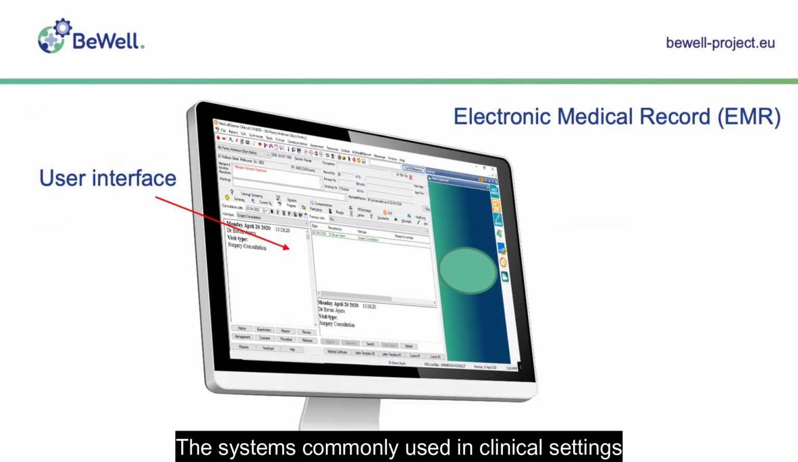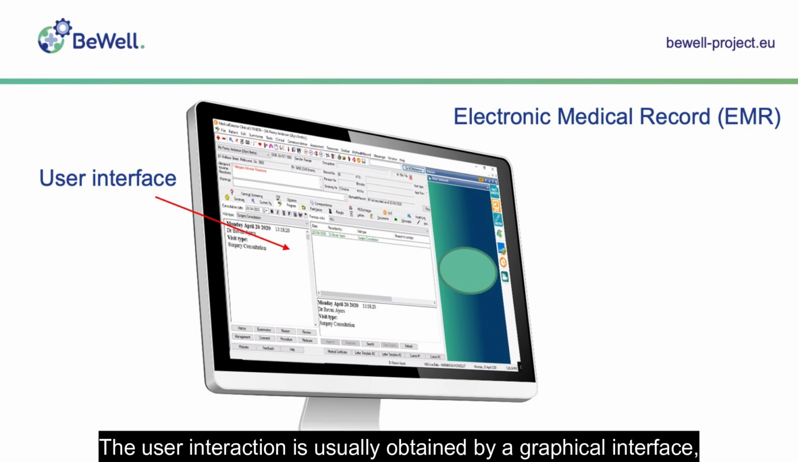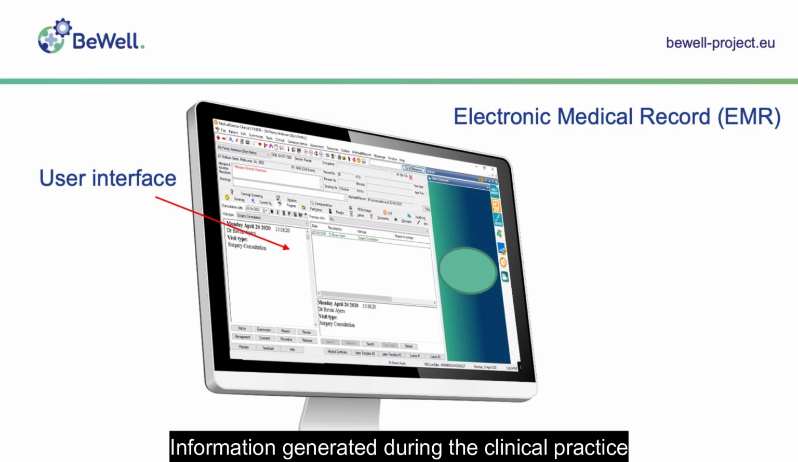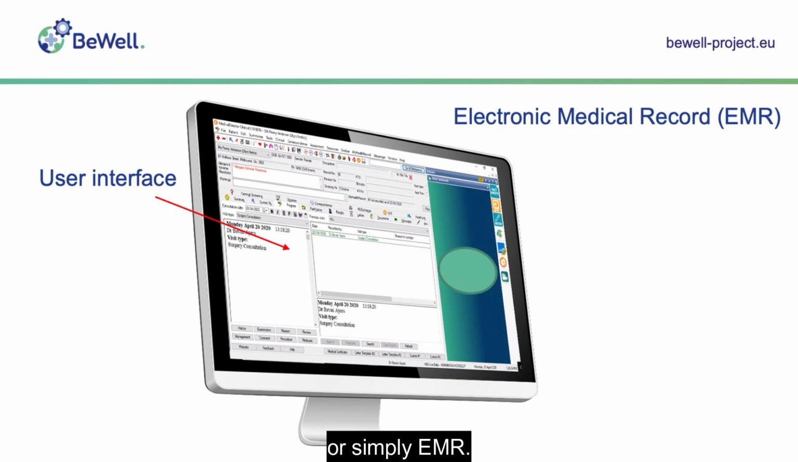The systems commonly used in clinical settings to store patient data are now almost entirely digital. You may already be familiar with some of these software applications for your routine work. The user interaction is usually obtained by a graphical interface, with the possibility to insert and visualize clinical data. Information generated during the clinical practice is stored in the so-called electronic medical record, or simply EMR.